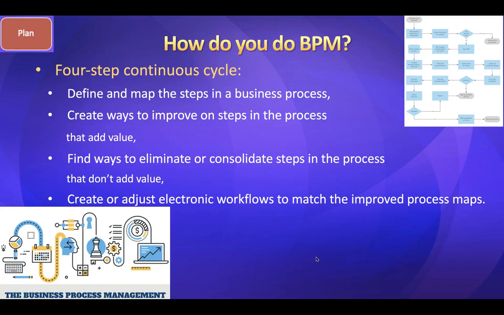The next step is creating ways to improve on the steps and finding ways to eliminate and consolidate steps. Sometimes you could create or adjust electronic workflows to improve your process. For example, if you're doing something very often, you can automate that.